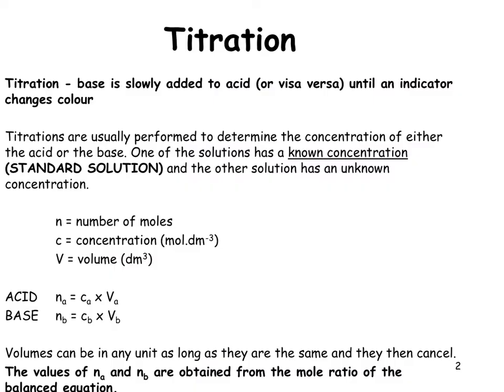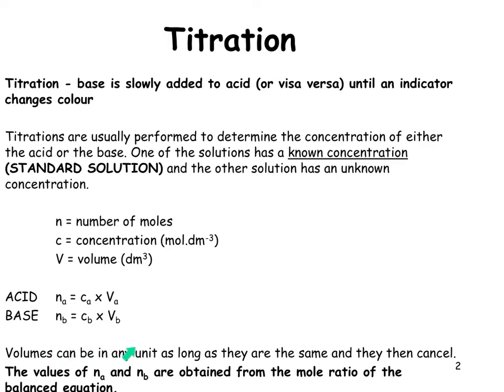So the official definition, titration: a base is slowly added to an acid, or vice versa, until an indicator changes color. And you use the right indicator to get the right equivalence points. Titrations are usually performed to determine the concentration of either the acid or the base. One of the solutions has got a known concentration, and what do we call a solution with a known concentration? A standard solution. And the other solution is unknown. You will remember that number of moles can be expressed as concentration times volume, or concentration is number of moles divided by volume if you prefer. And this is true of both the acid and the base.